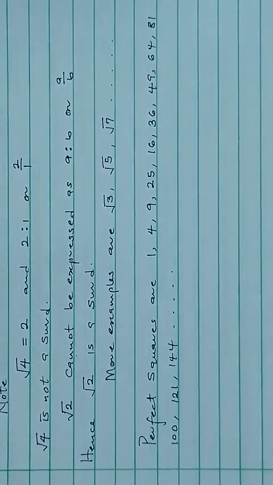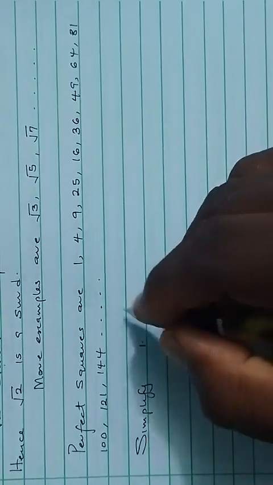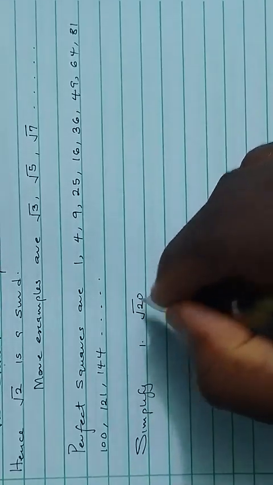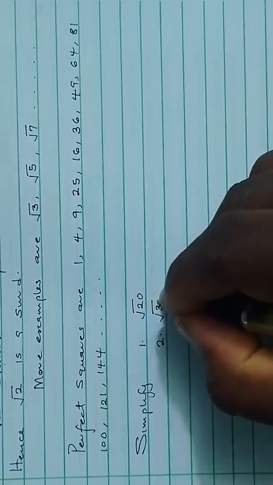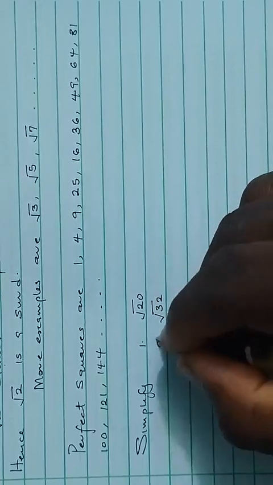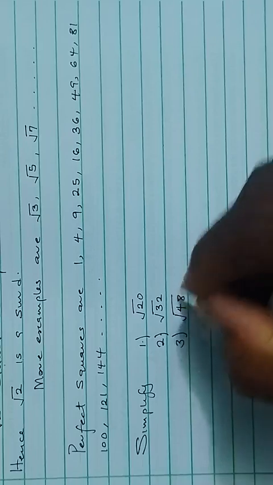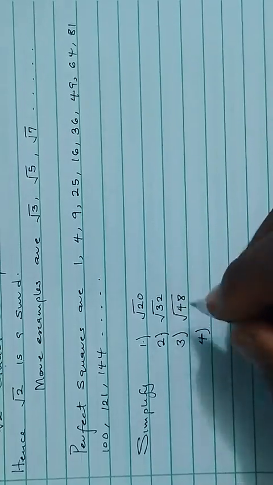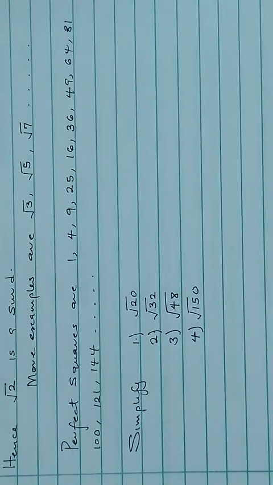Now let's look at some examples. Assuming we are to simplify, let's say, simplify 1, root 20, 2, root 32, 3, root 48, 4, root 150. How do we do this?